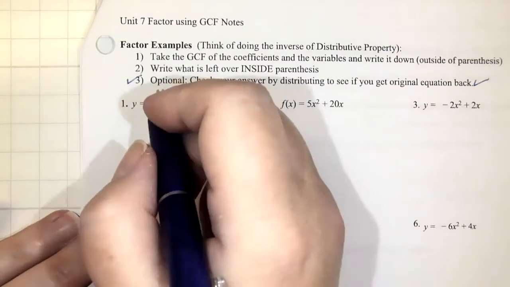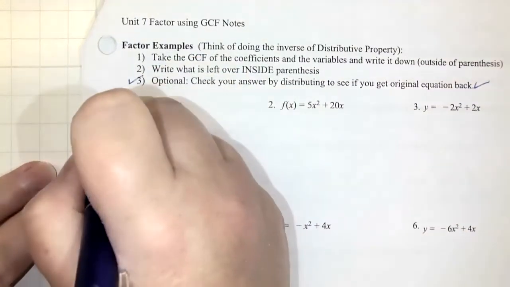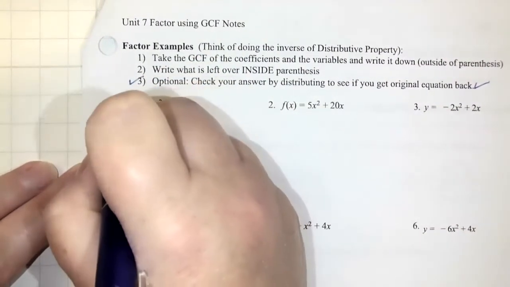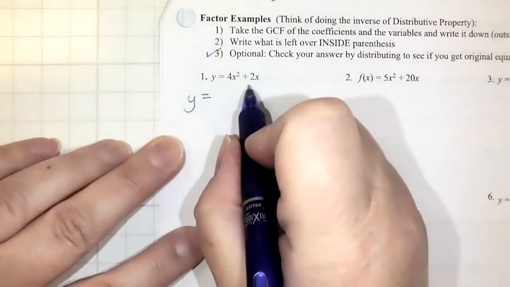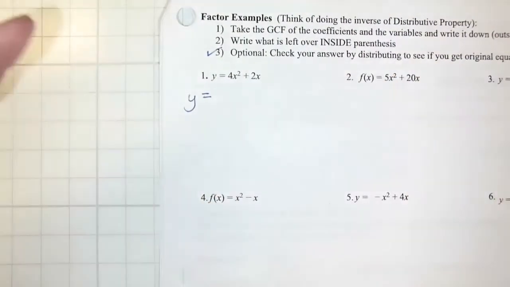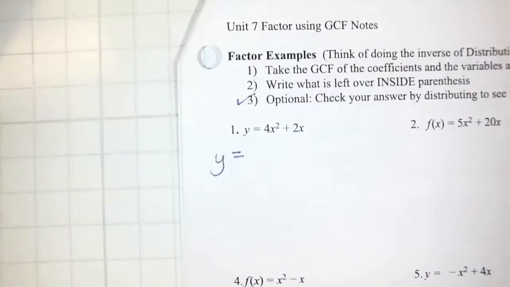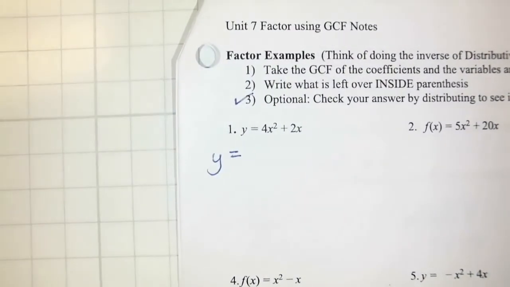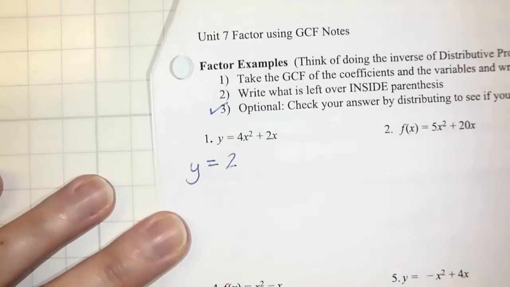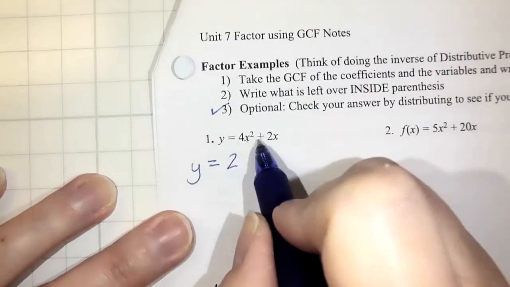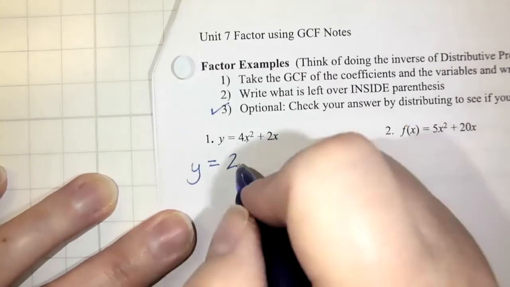Okay, so here we have the y equals, and we're going to leave the y, and we're going to look at the right-hand side of our equation, and that's what we're factoring. Okay, so when we look at 4x squared and 2x, we know the GCF of 4 and 2 is 2. And then when we look at x squared and x, the GCF is x.